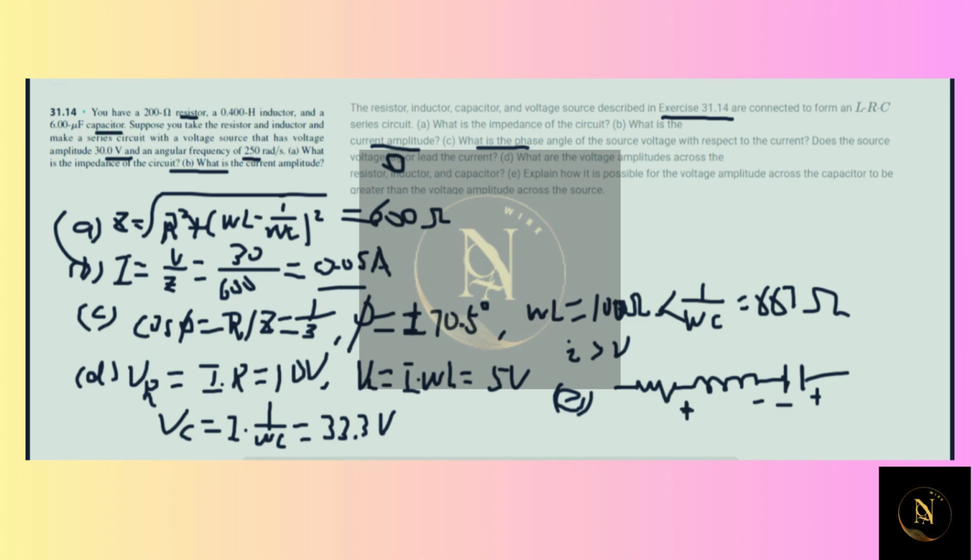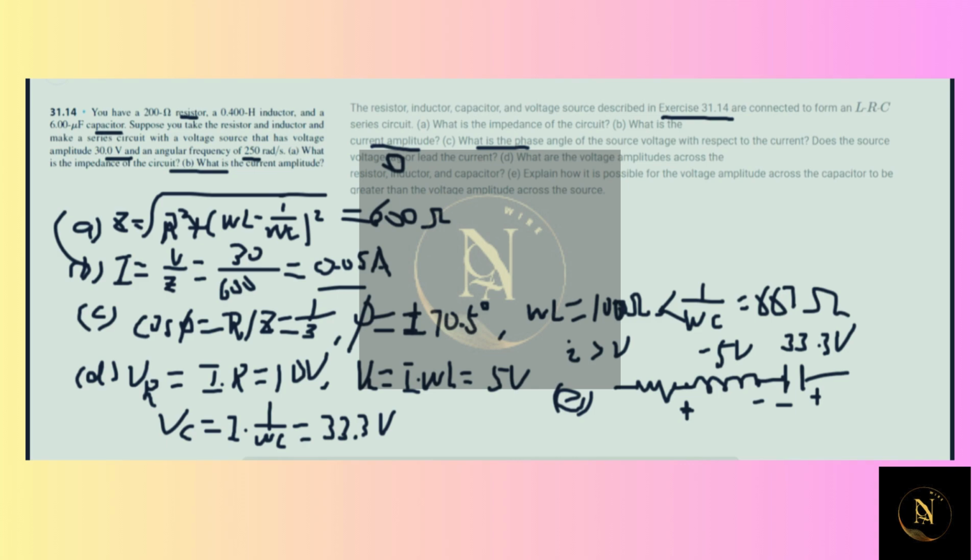So this plus means the potential at this point is higher, and the potential at this point is lower. And the potential at this point is lower, and the potential at this point is higher. So even though the potential difference across the capacitor is, for example, 33.3 volts, the potential difference across the inductor could be like negative 5 volts.